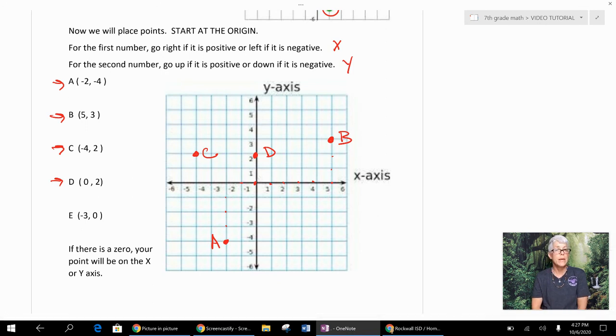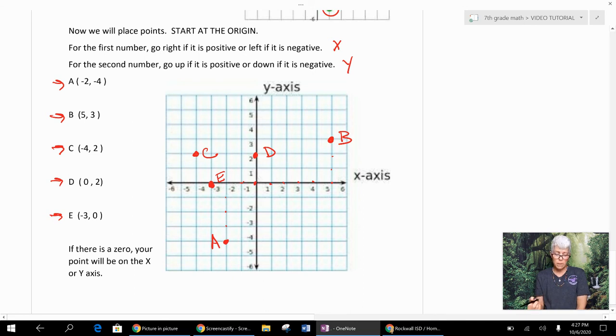All right. Now we're going to do it together. So for E, I'm going to start at the origin. I'm going to go to the left, -3, 1, 2, 3. And because it's 0 for Y, I will not go up and I will not go down. I will stay right where I'm at, right there. I'm going to call it E.